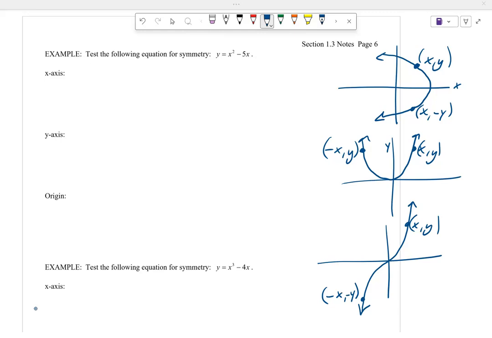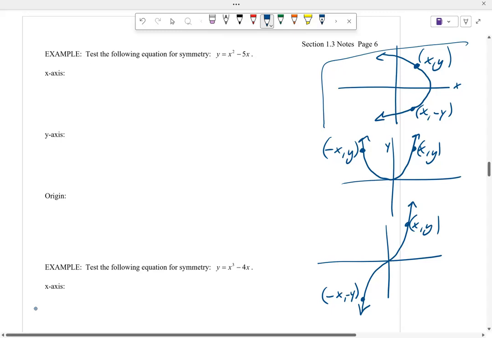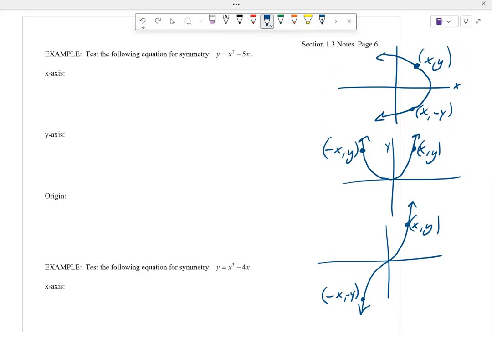Let's go ahead and try this one. You can make that next one kind of a you-try-it problem. Great time to pause the video, work ahead to check your answers. So if we're testing this as symmetric with respect to the x-axis, that's that top one right there. We're going to replace y with negative y. So here's our original. We're going to replace that y with negative y.